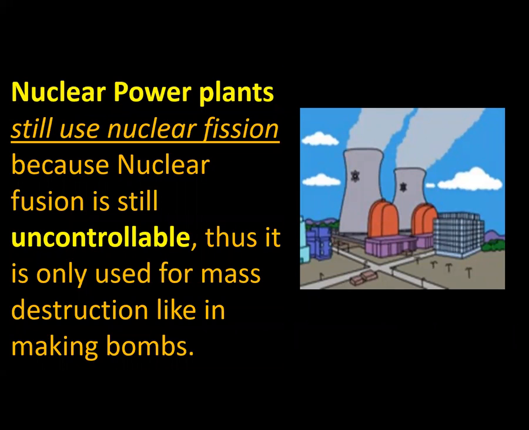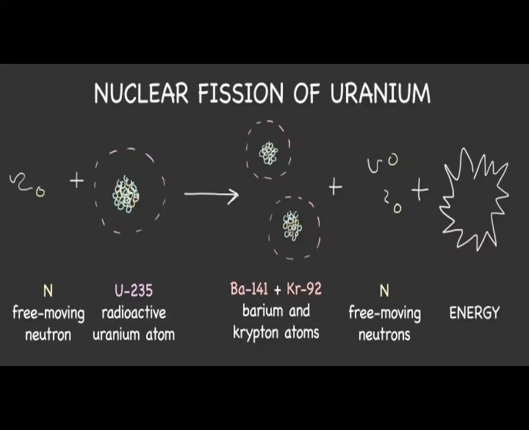Nuclear power plants still use nuclear fission because nuclear fusion, which is more powerful than nuclear fission, is still uncontrollable. Our scientists still do not know how to control the process, thus, it is only used for mass destruction, like in making bombs.